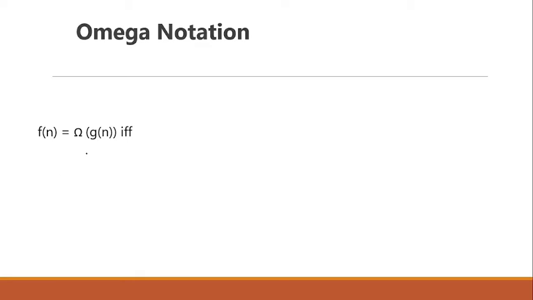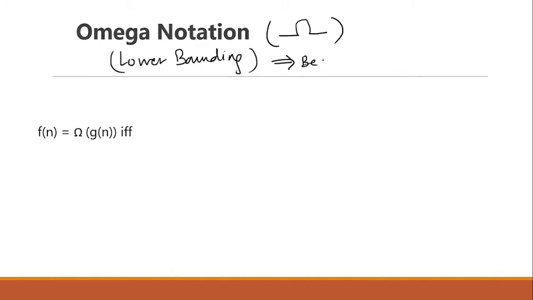So omega notation, as you can see, this is the symbol for omega notation. So f of n is omega of g of n, or how do I pronounce it? I would say f of n is lower bounded by g of n. Your omega notation is also called a lower bounding function. Big O was upper bounding, whereas omega is lower bounding. Because it is lower bounding, it will generally be preferable to present the best case.